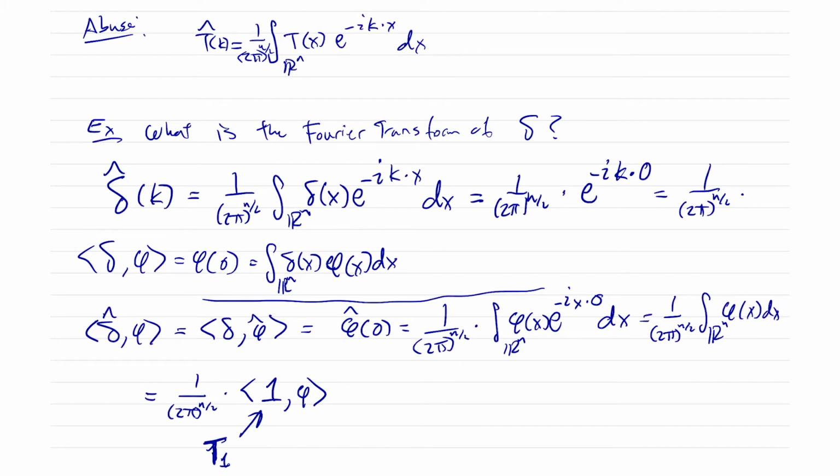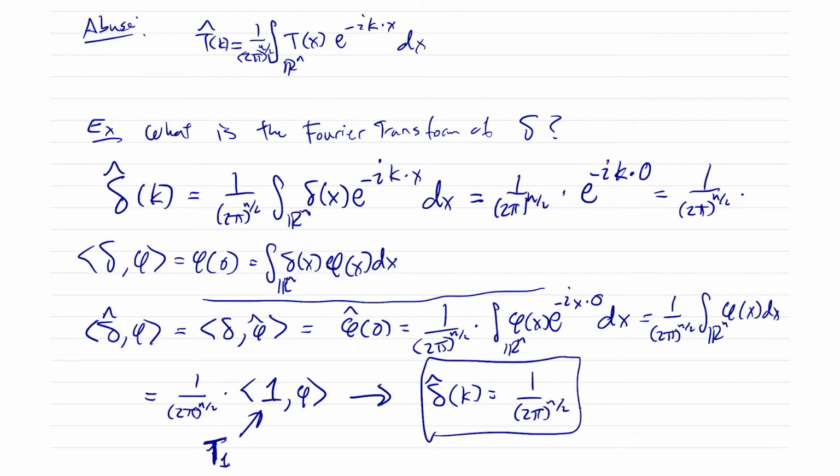Okay, so what does that tell us? That tells us that the Fourier transform of the delta function is equal to 1 over 2 pi to the n over 2. And so we get delta hat at k is equal to 1 over 2 pi to the n over 2. That is the way to show it for tempered distributions. But notice that this also agrees with the abusive notation, and so that tells us that this abusive notation is probably well-founded, and it'll lead us in the right direction.